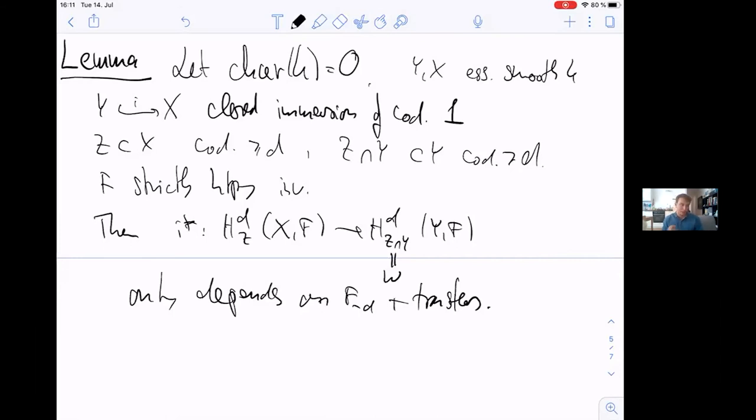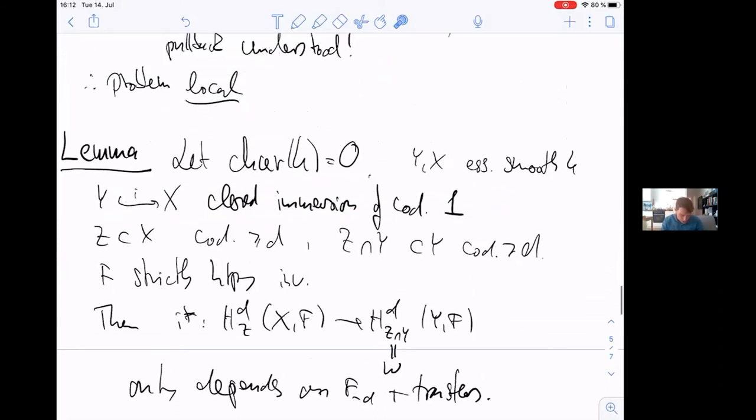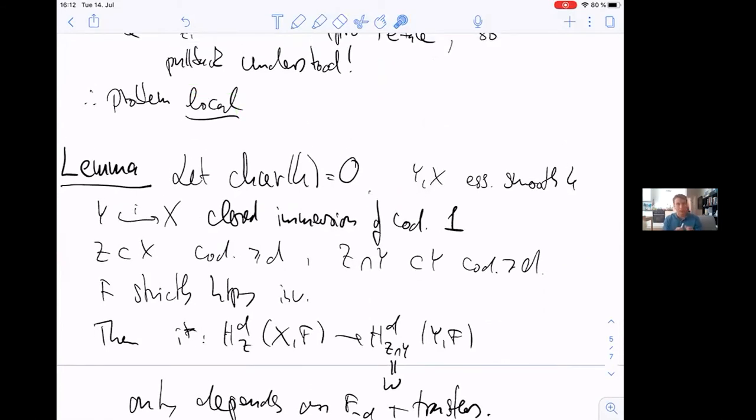Okay, so this is a special case of the main theorem. It's a special case, A, because I'm assuming that the characteristic is zero, and B, because I'm assuming that this map i is a closed immersion of codimension one. So this is not a huge deal, because we've already dealt with smooth maps, so I can reduce to, right, every map can be written as a composite of a smooth map and a regular immersion. So I only have to deal with regular immersions. And the problem is also local, so I can factor it locally as a composite of codimension one immersions. So you reduce to this codimension one case easily.